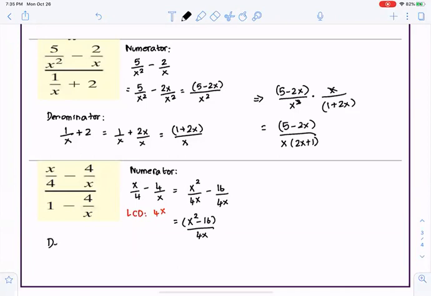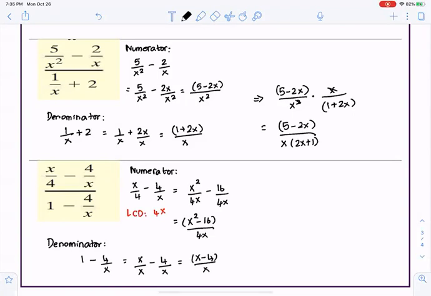The denominator term is 1 minus 4 over x. The LCD clearly is x. So I need to get an x in the first term, which is 1. So I multiply and divide by x. Minus 4 over x, which would give me x minus 4 divided by x.